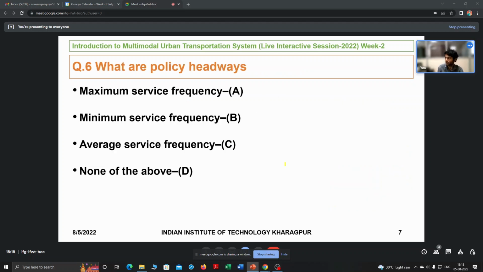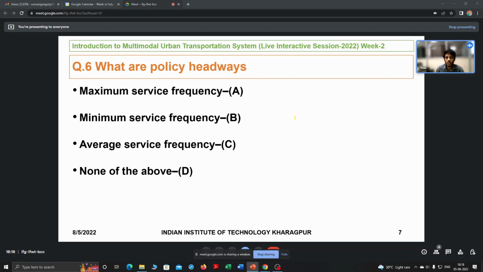Then the next one is policy headways. So normally, what is a headway? Headway is nothing but the time difference between dispatching of two buses. Suppose you have a terminal A. The first bus is starting from 10, right, and the next bus is around 10:15. So what is the headway then? Headway is 15 minutes for those two buses. And if the next consecutive bus departs at 10:30, then your headway is 15 minutes, right?